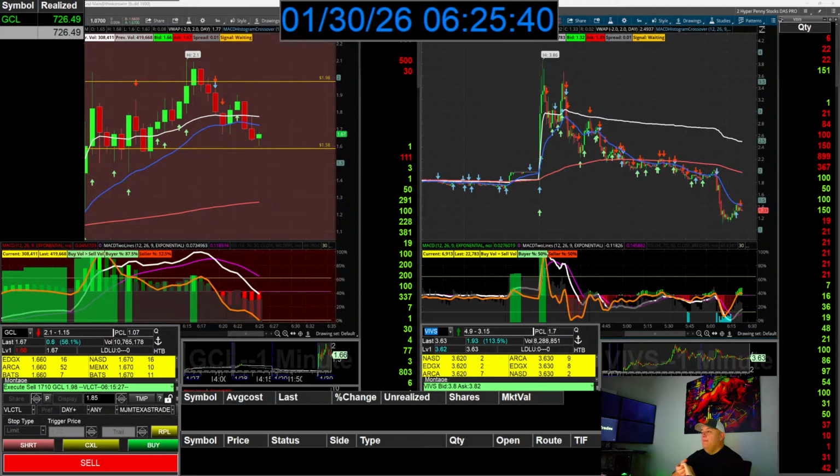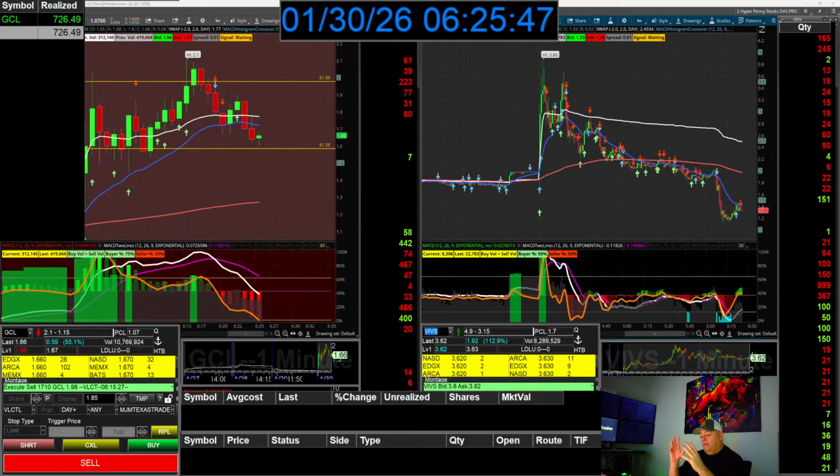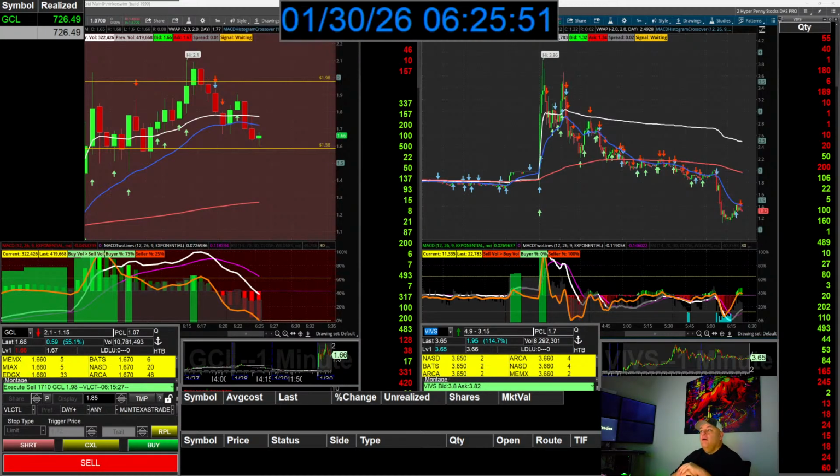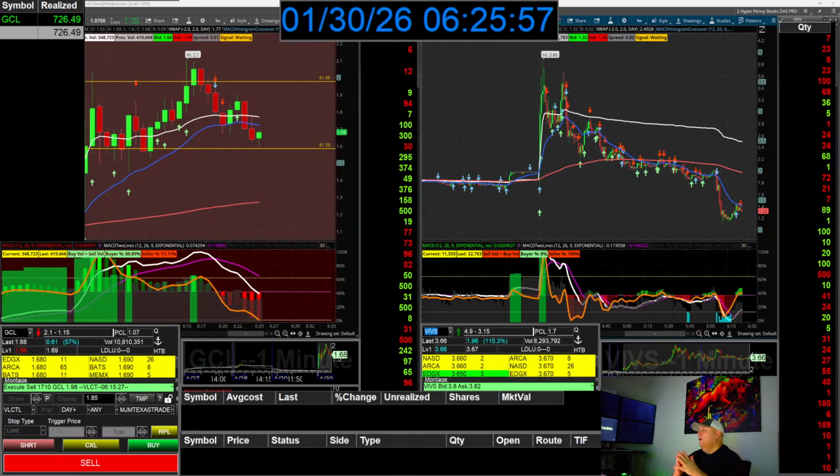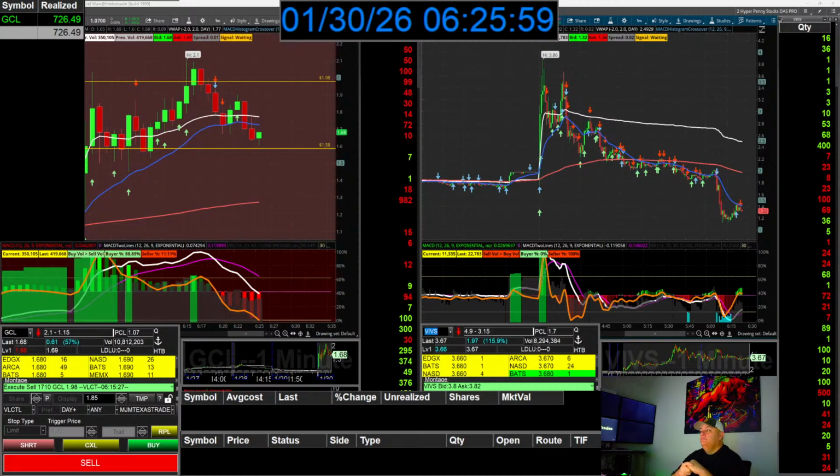So, my first trade was actually my only trade. I was stopped out twice, $50-something, and then the second time was another $50. So that was down a total of $94 on GCL.